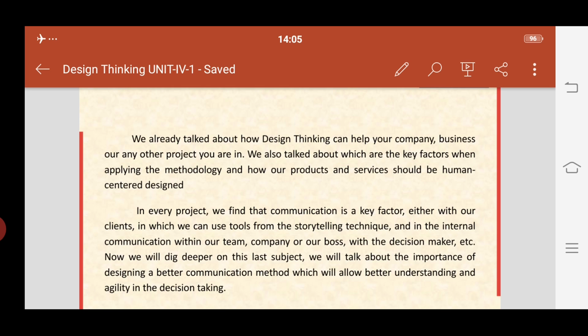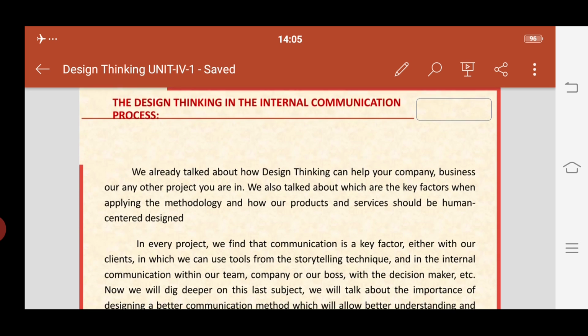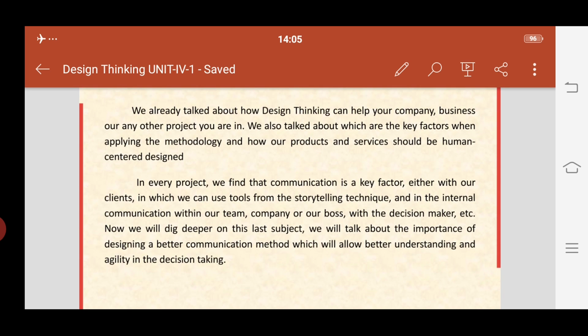This is the concept of design thinking in the internal communication process. We have to learn what the need for communication is, and what the importance of communication is. There are 6 phases we have to study. First is the define phase: if we take a project, how do we define that project?